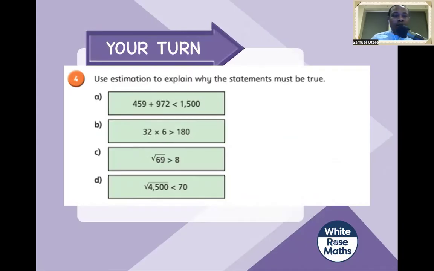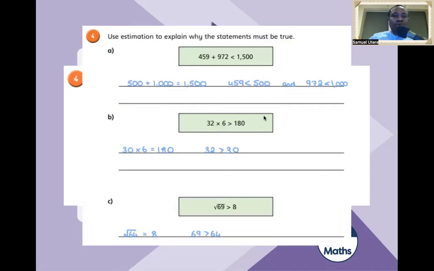Assuming you've paused the video and you've answered question 4, here are the answers. Let's discuss them. So for question 4a, you were asked to use estimation to explain why the statements must be true. So using estimation, we know that's closer to 500. We know that's closer to 1,000. So that's equal to 1,500. So this calculation, you can see that calculation is less than 500 and this is less than 1,000. So obviously this statement is correct.